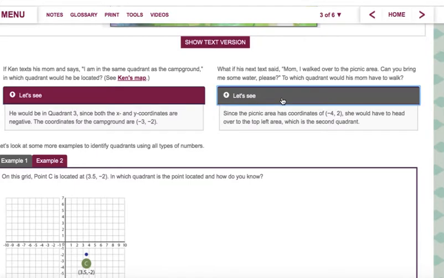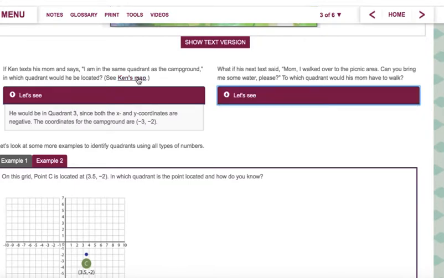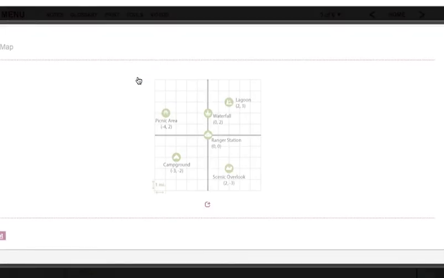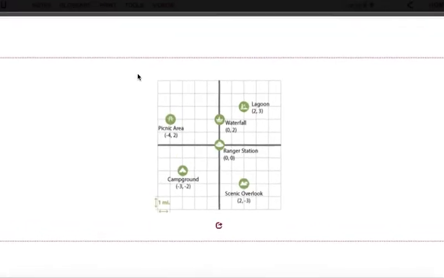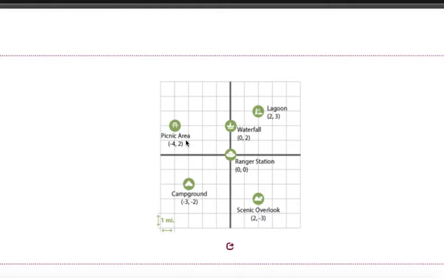So let's look at our map again. Oops, sorry, I meant to click on the map. But let's go ahead and have a look at it again. So he is at the picnic area. So the picnic area is up here. So that would be Quadrant 2. This is number 1, number 2.